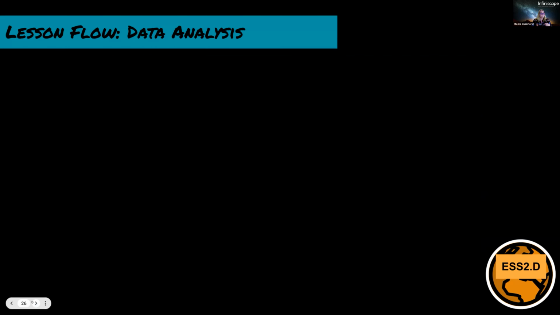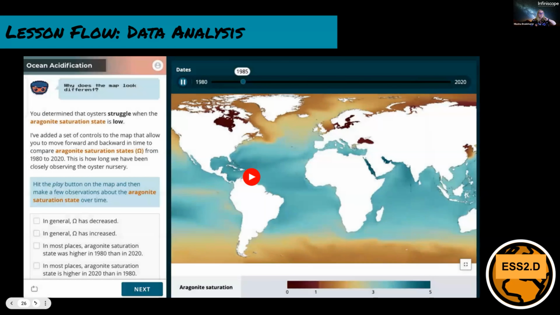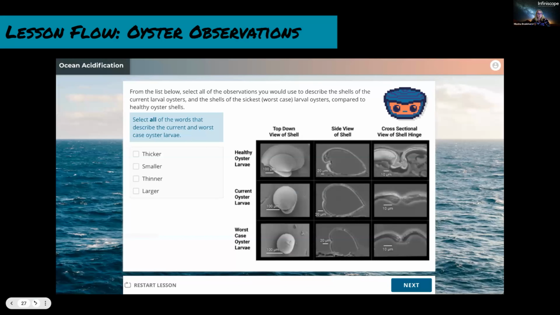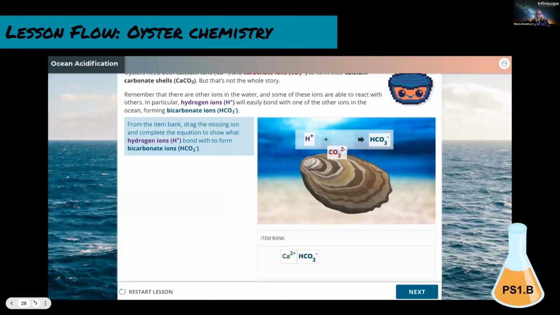Once we make those initial observations and analyze this data, we go on a little bit further and take a look at some images of oyster larvae shells and make observations, noting that the shells are thicker and smaller than they were before. Following this, students start to learn about oyster chemistry: how oysters use both calcium and carbonate ions to form their shells, and the role of hydrogen ions. Hydrogen ions have a tendency to bond with these carbonate ions, and when this happens, it's harder for oysters to form their shells because there's less carbonate available for them to make their shells.